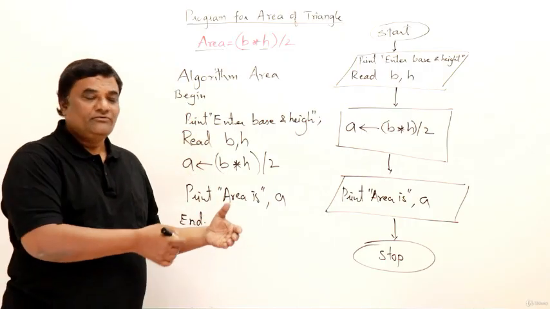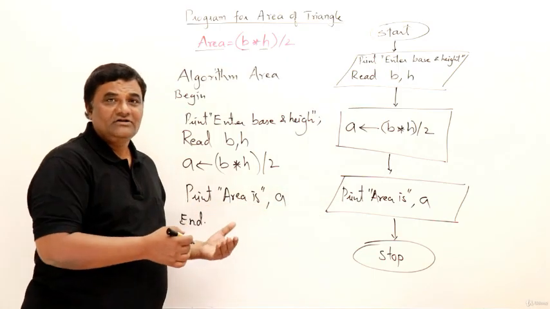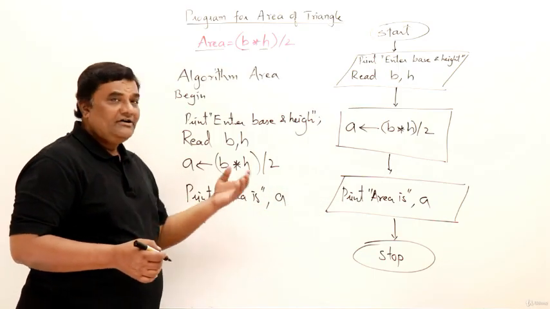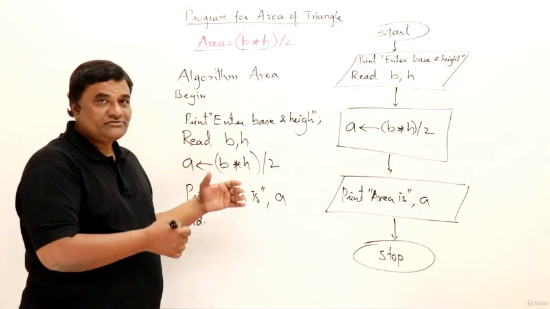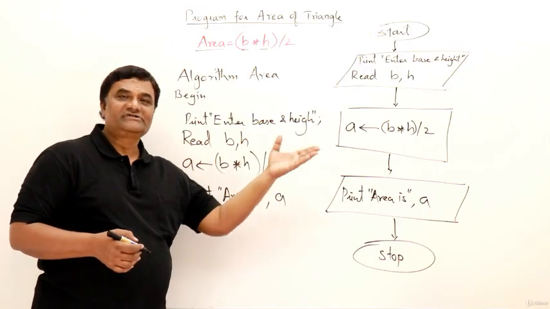That's it. See, the contents of the flowchart and the algorithm look similar because this is just a formula-based program. It's a very simple program. You write some extra things to write an algorithm. Right now it looks the same.